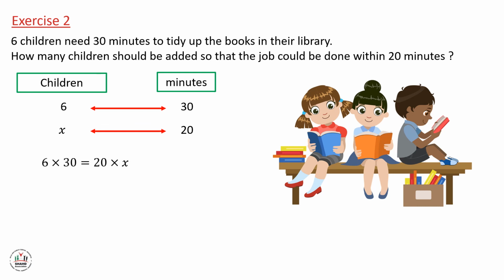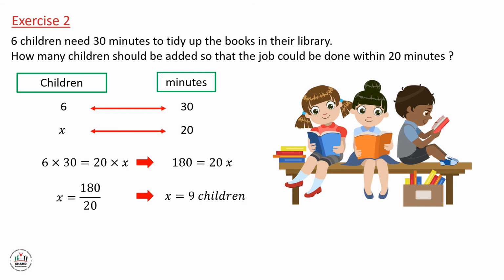So 6 times 30 equals 20 times x, 180 equals 20x, and x equals 9. So we need 9 children in order to do this job. But the question asks us how many children should be added. So we didn't answer the question yet.